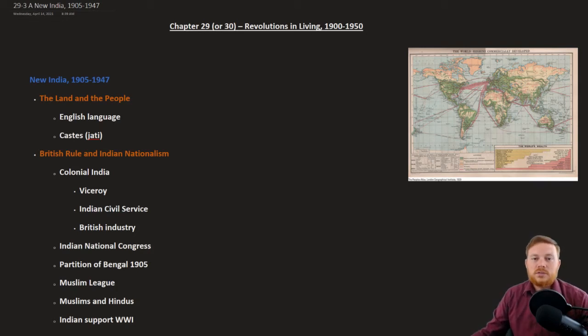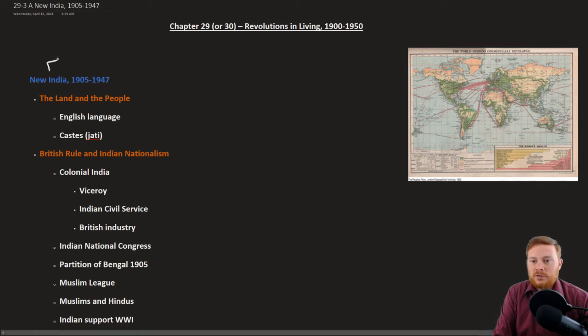All right, this is The Earth and Its Peoples by Richard Bulliet, Chapter 29, Section 3, A New India, 1905 to 1947. So this section in particular is all about India's independence. That is going from a British-controlled colony to an independent nation.